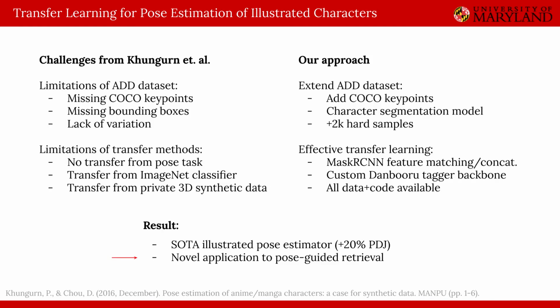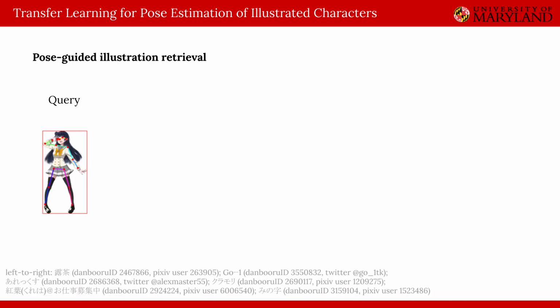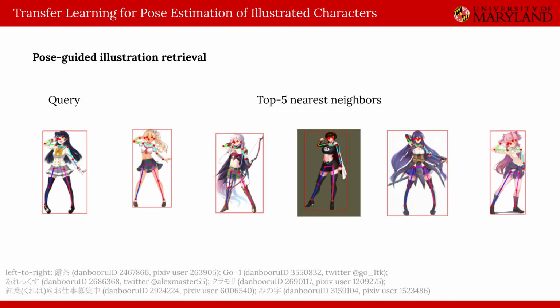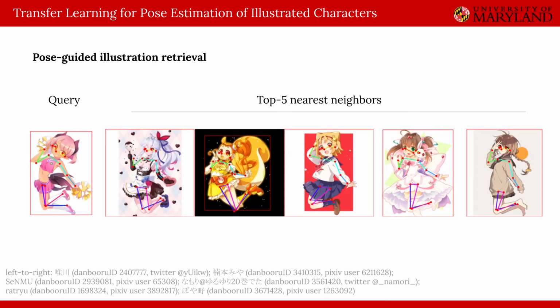Finally, we apply our state-of-the-art character pose estimator to the novel task of pose-guided illustration retrieval. Given a query image, we can extract its pose and find nearest neighbor images based on relative key point positions. This may be useful for artists who often search for reference materials when drawing difficult poses. Here we show a more complex jumping query.